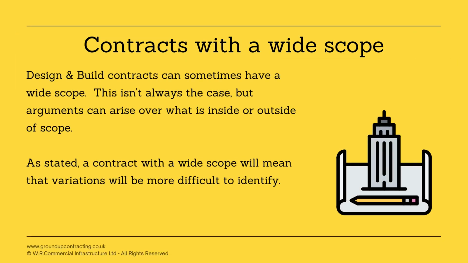Let's look at an example with a contract with a wide scope. Design and build contracts may have quite a wide scope. This isn't always the case, but it can be. Under a design and build contract, the client will typically list employer requirements, and providing that the contractor's proposals fit inside this criteria, then there is some flexibility to how these can be met. Issues can arise when a detailed design is not incorporated into the contract and is still being developed when works start. It can become difficult to identify if design changes fall within or outside of the employer's requirements. Whether or not a variation exists then becomes the argument.